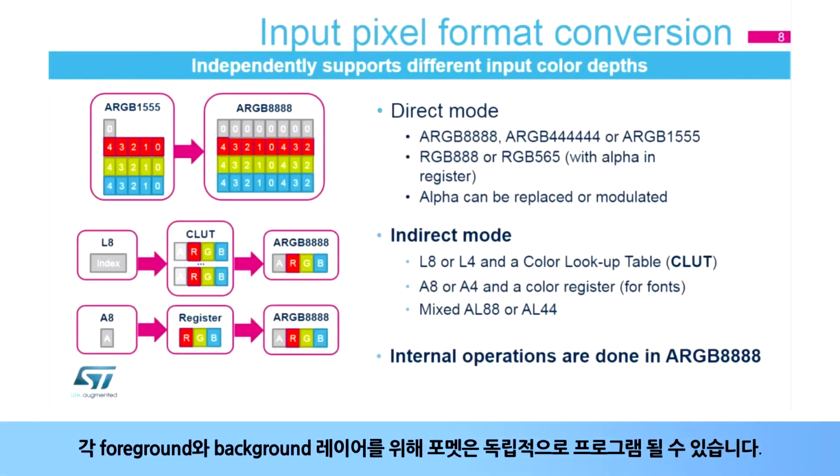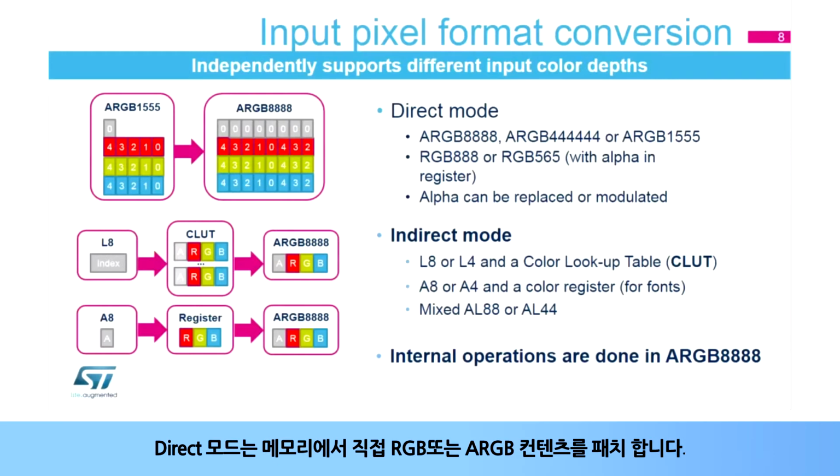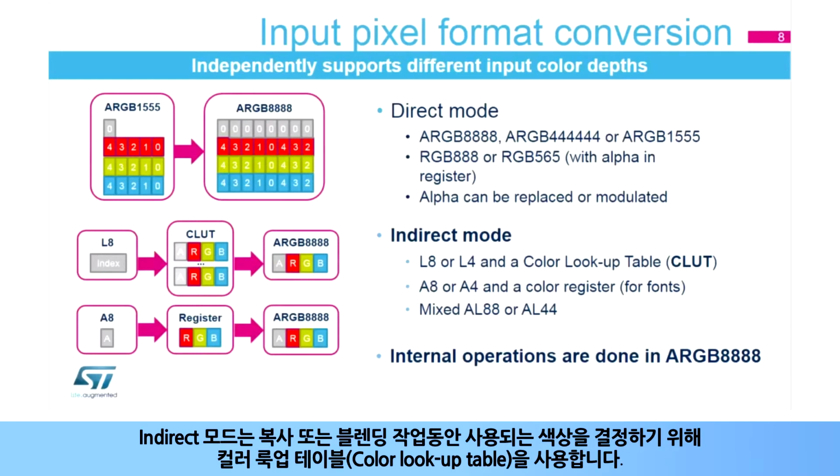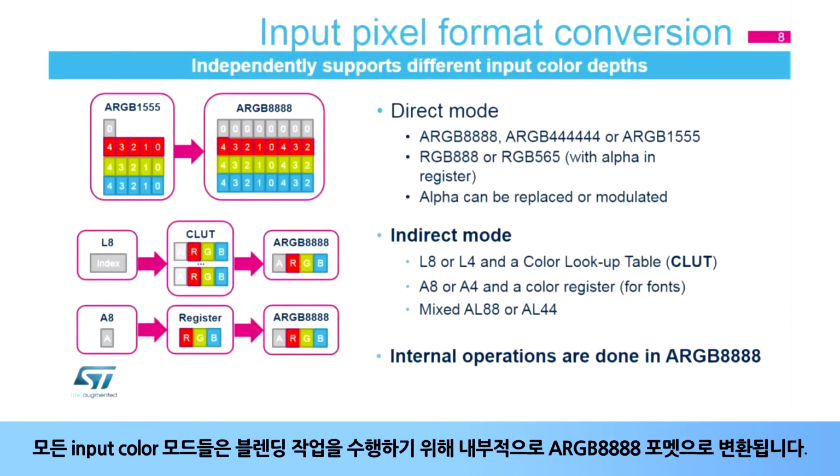For each foreground and background layer, the format can be programmed independently. Direct mode fetches the RGB or ARGB content directly from the memory. Indirect mode uses an intermediate color lookup table to determine the color to be used during the copy or blending operation. All the input color modes are transformed internally into ARGB 8888 format to perform the blending operation.